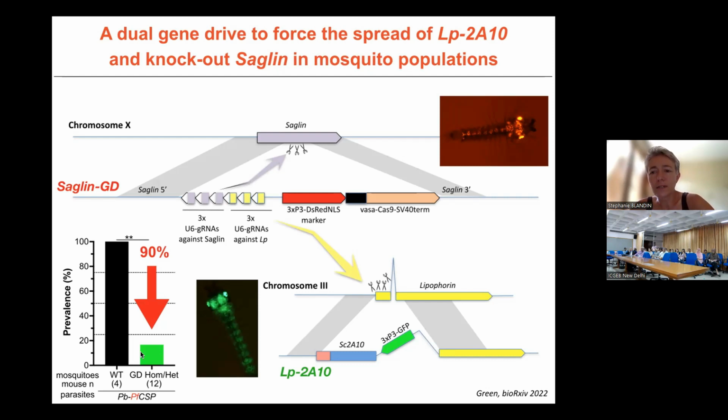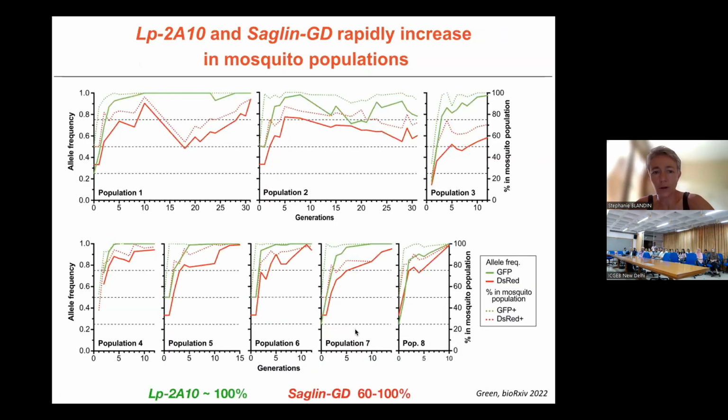Okay, so with this, the next question, if you make a gene drive, is to try and spread this specific modification that makes mosquitoes more resistant into the population of mosquitoes. So we did cage experiments where we crossed mosquitoes carrying the Saglin gene drive and the LP2A10 allele with wild type, and we followed their spread in the population over time.